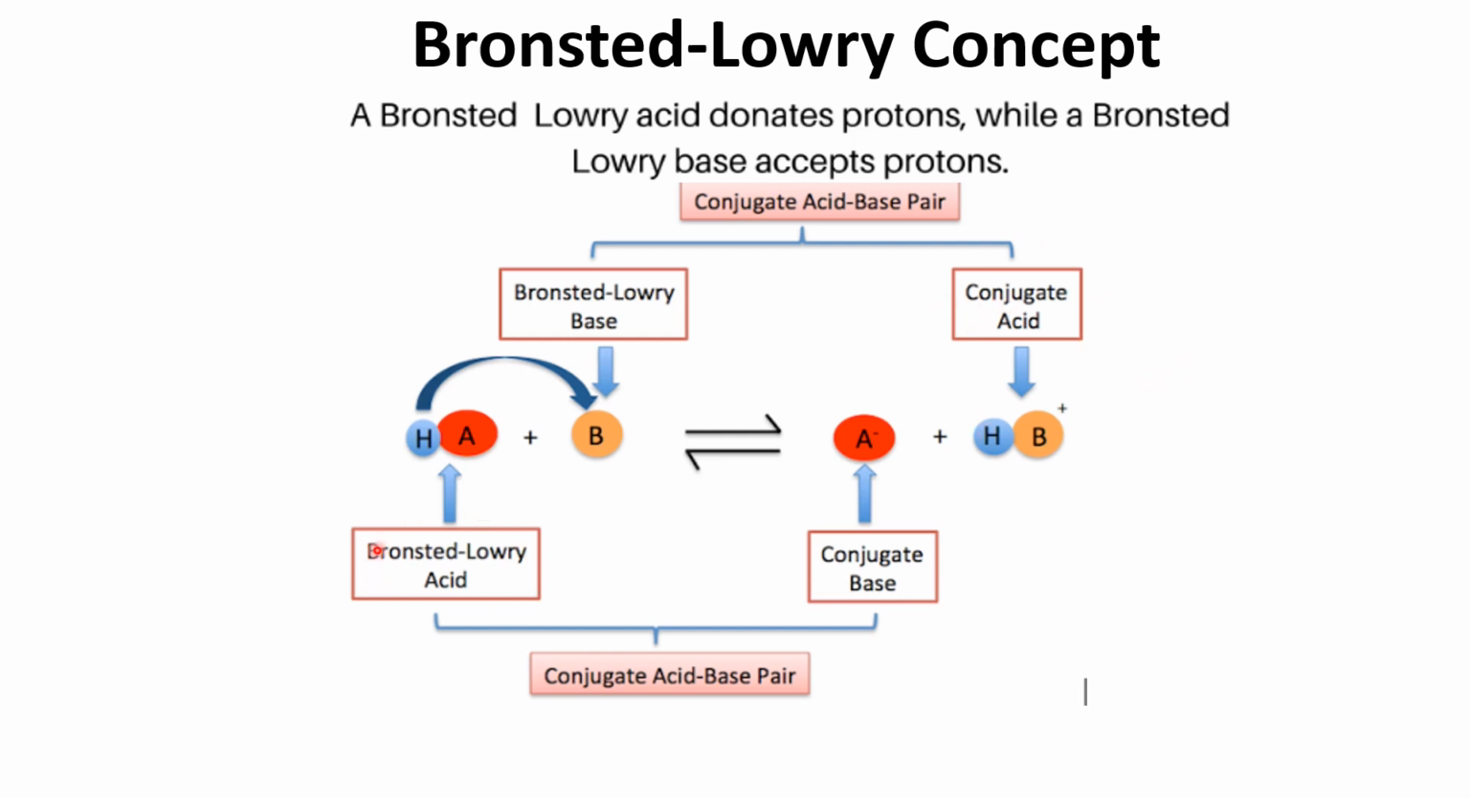This pair of the acid and its conjugate base is called a conjugate acid-base pair. Similarly on this side also, the pair of this Bronsted-Lowry base with its conjugate acid is called a conjugate acid-base pair. So whenever there is a reaction between a Bronsted acid and a Bronsted base, this is what happens. The H+ will move out of the acid and will be accepted by B, the base.